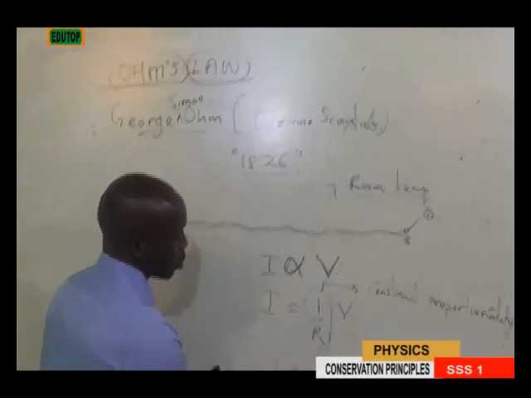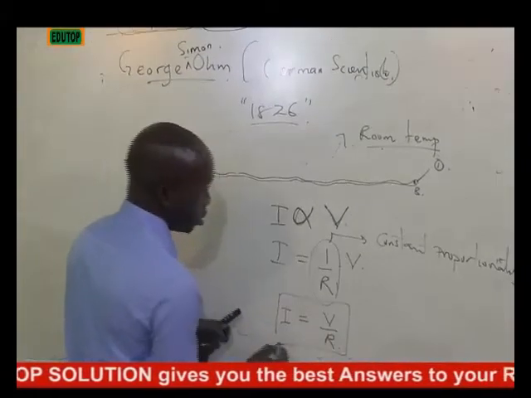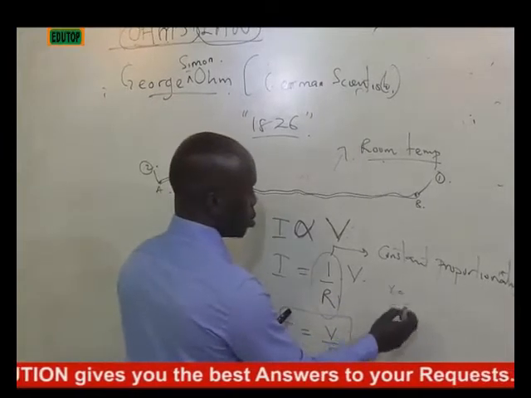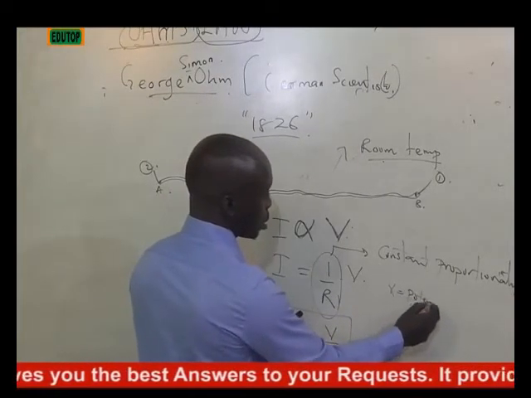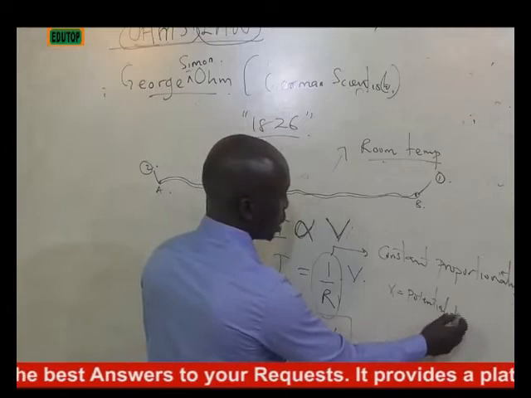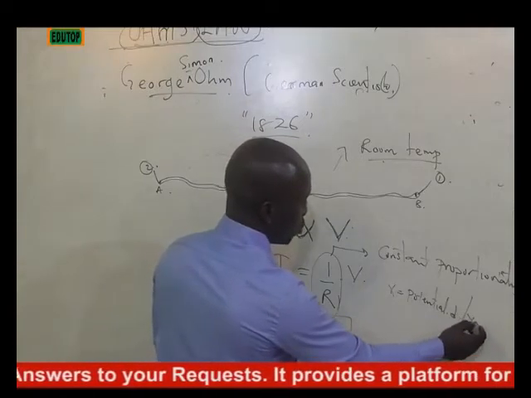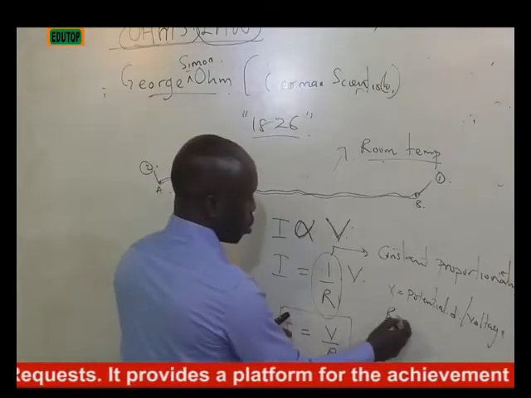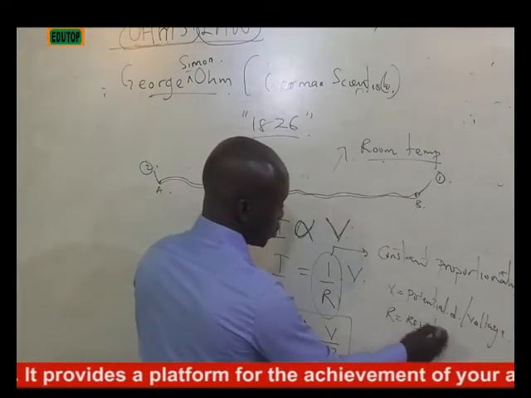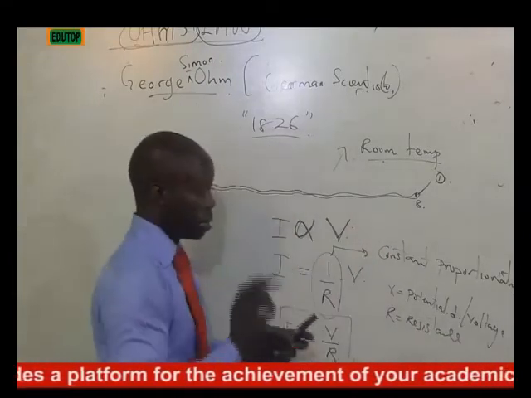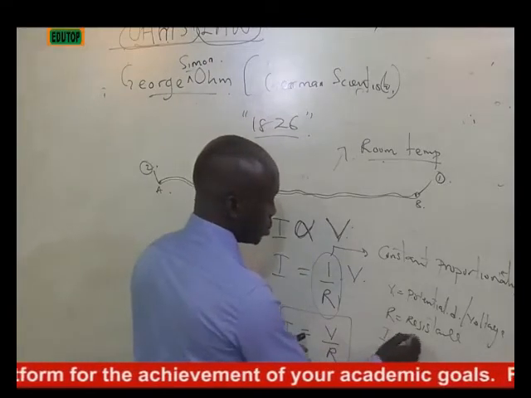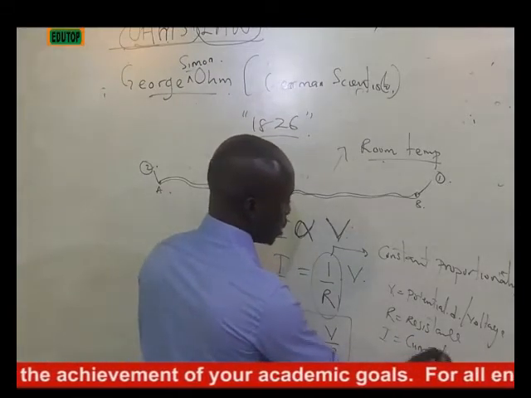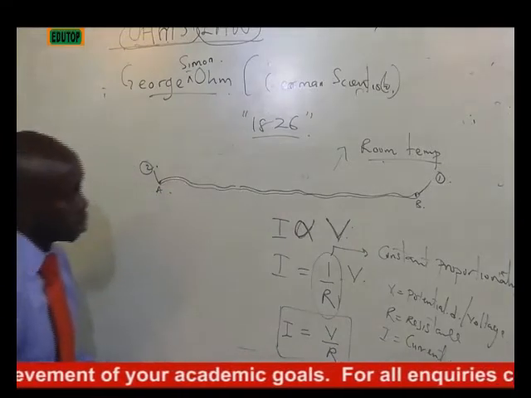V over R. What is your V? You need to get it. Your V is your potential difference, or voltage. Your R is what we call your resistance. Don't worry, we'll still talk about that properly. Now your I is what we call your current, which is what we are discussing now.